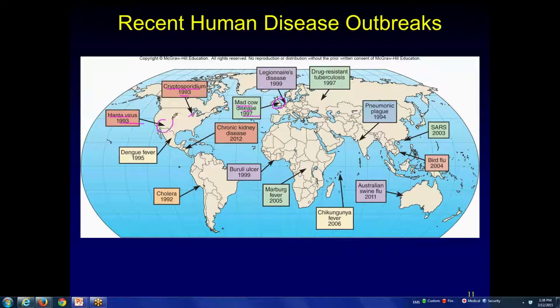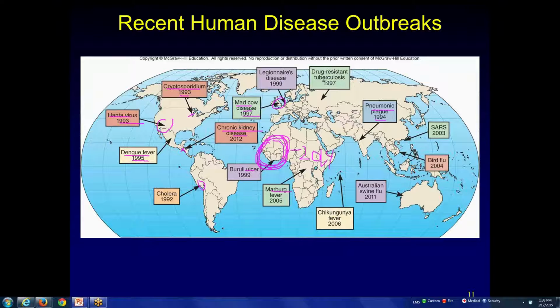Hantavirus in the southwest U.S. Chronic kidney disease down here in Central America, dengue fever. Cholera, again, showing up here in Peru. Ulcers, Marburg fever. How about this area that I'm circling right here, guys? You know what virus popped out here? What was it that popped out here in 2014, late summer? Ebola virus, right? Ebola virus popped up here in this part of Africa.